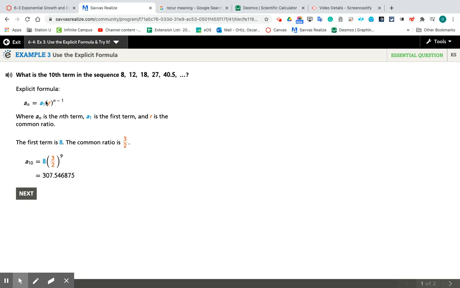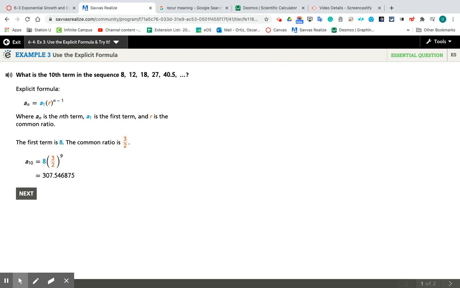So you know that you're gonna multiply the first term, 8, times 3 halves raised to the 9th power. So please notice that you're finding the 10th term when you replace n by 10, so the exponent now becomes 1 less, right? Because you're subtracting 1, right? So that means that this is the answer, and that you can find it from the calculator.